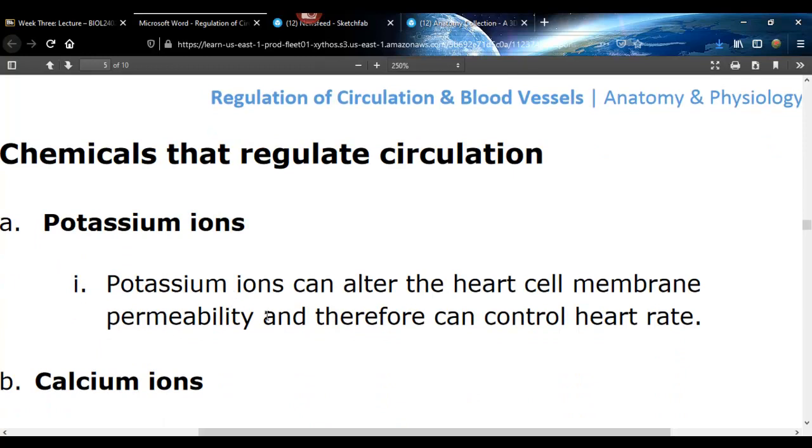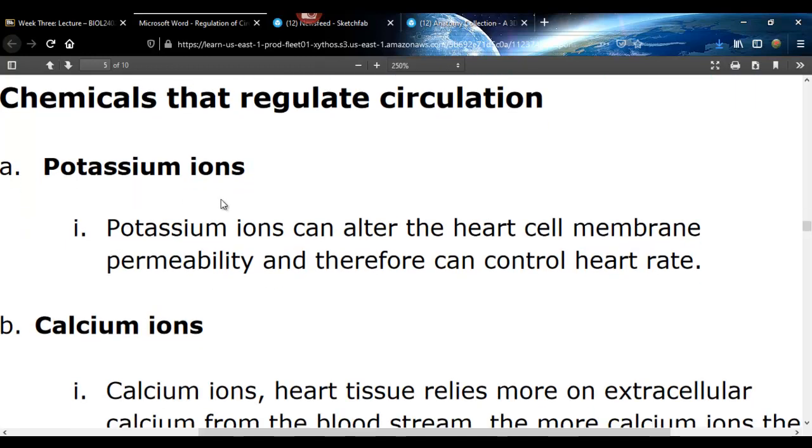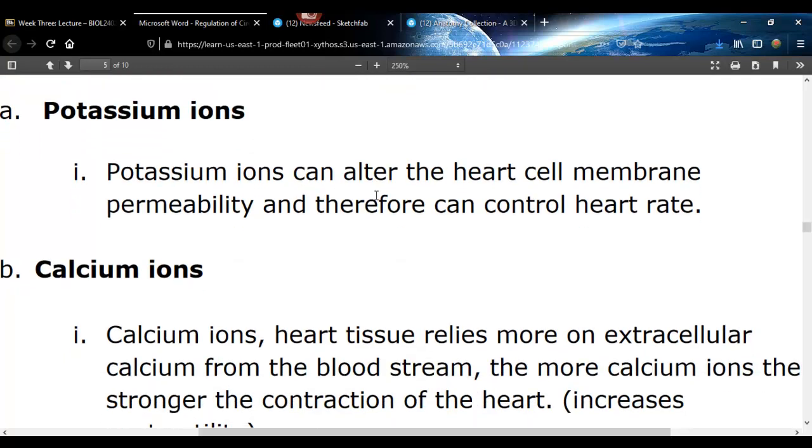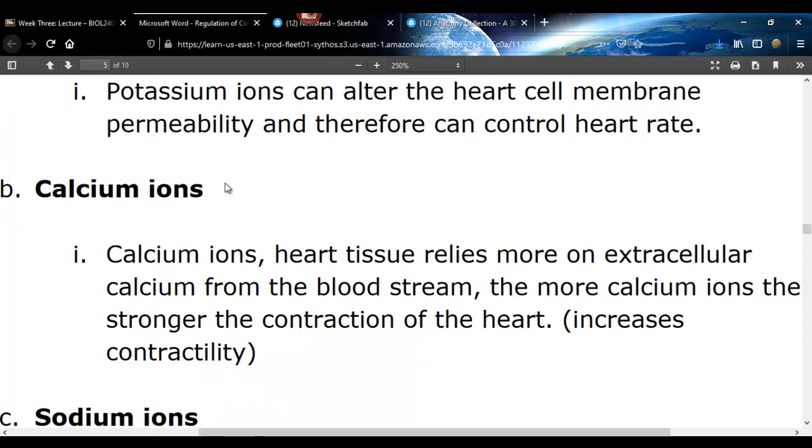These are potential things that affect heart function and blood flow. Potassium ions can alter the heart cell membrane permeability. Too much potassium would actually stop the heart. And you remember the whole potassium ions flowing out and sodium flowing in? That's kind of what that relates to.